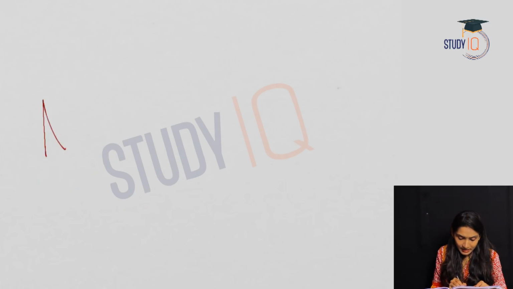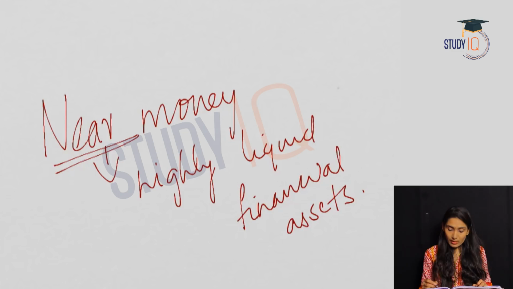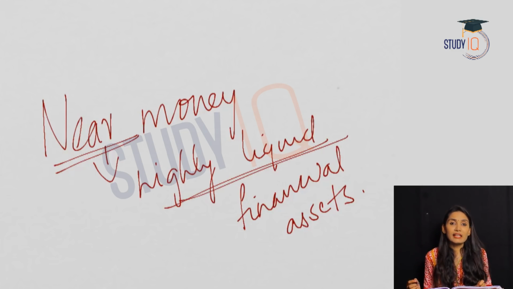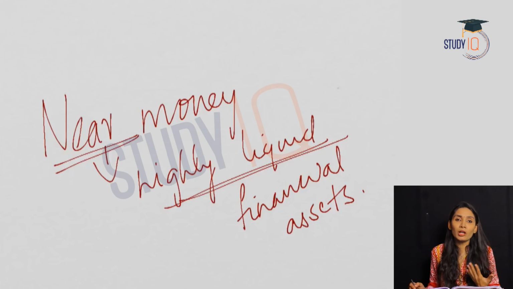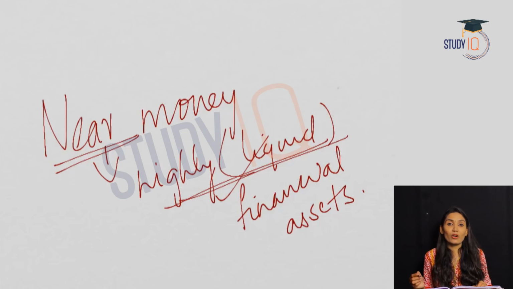Next is an important concept, that is near money. What is meant by near money? Near money refers to highly liquid financial assets. What is meant by highly liquid, or liquidity? Liquidity means the ease with which you can convert something into money or its equivalent. If you are able to convert something into money very easily without losing much time or value, you can call that particular commodity or product a highly liquid product. So highly liquid financial assets are known as near money.